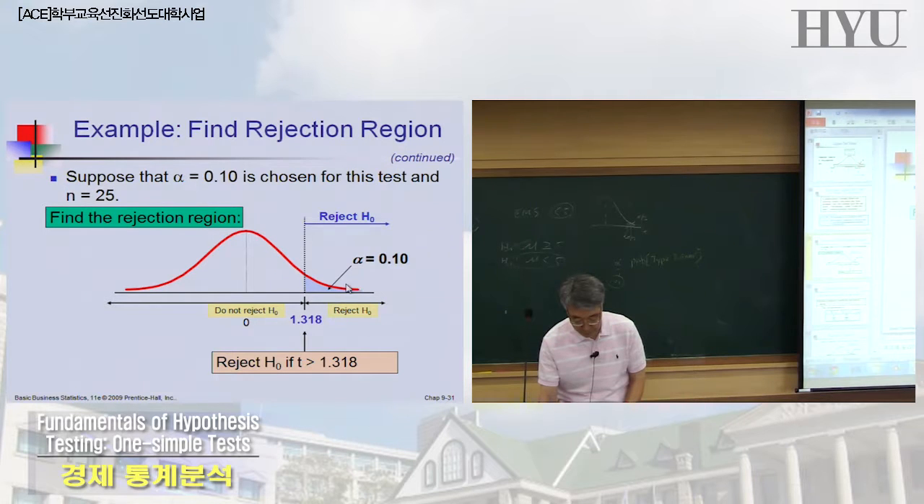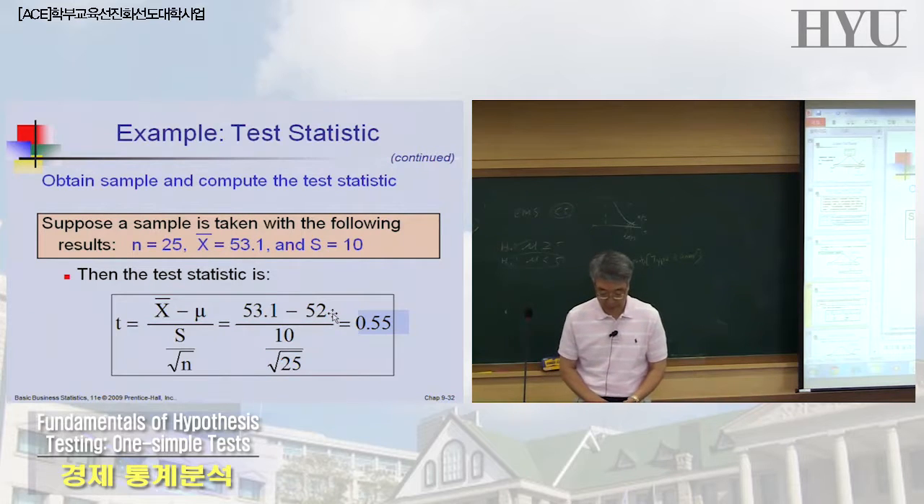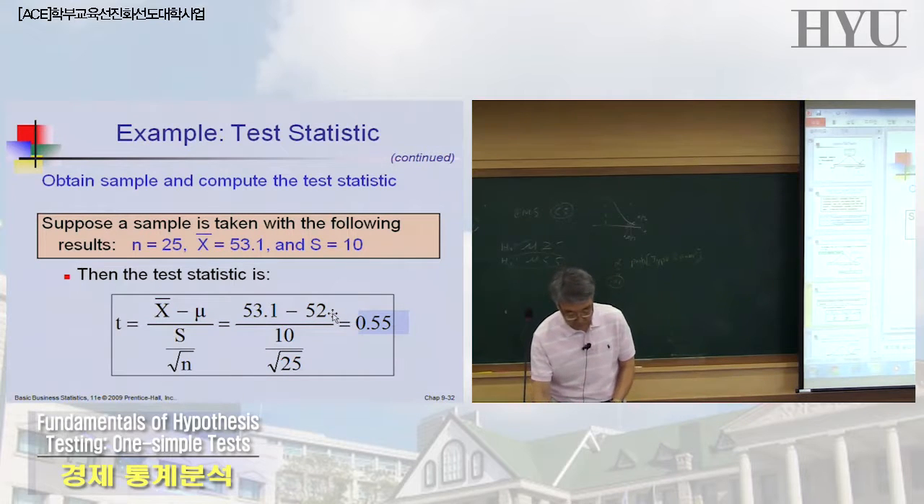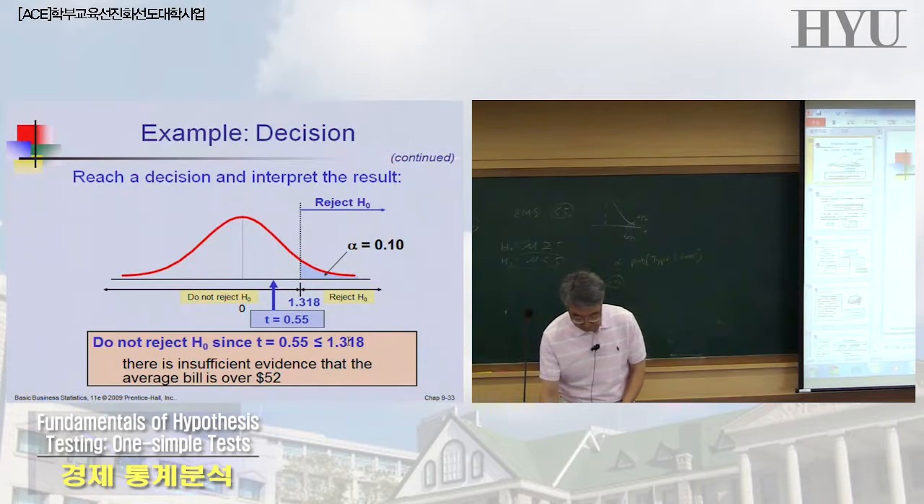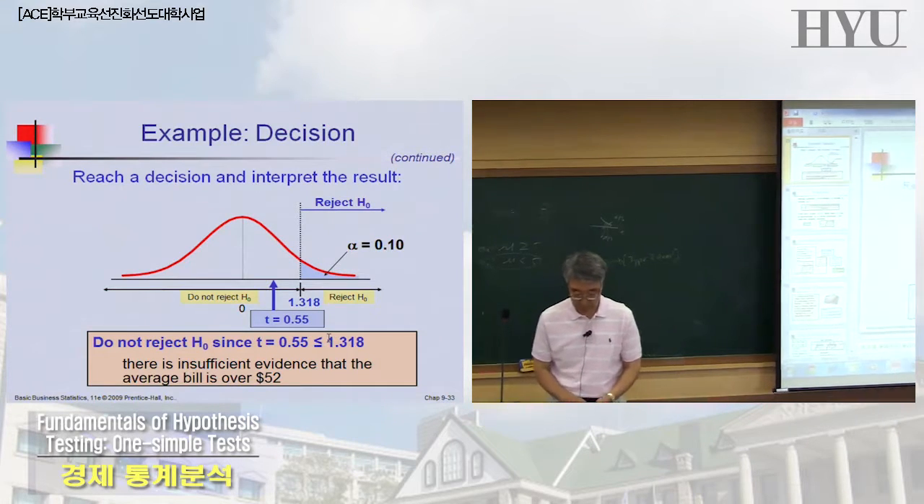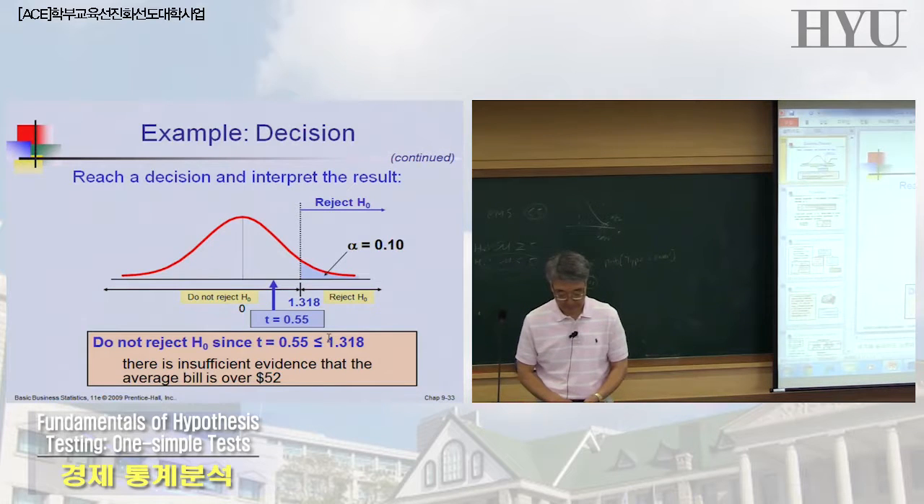So we have the rejection region here, okay? And then the next step is calculating the test statistic using the sample mean of 53.1 and the sample standard deviation of 10. The test statistic comes out to be 0.55, right? So do we reject the null hypothesis or not? No, because the test statistic is not within the rejection region, right?